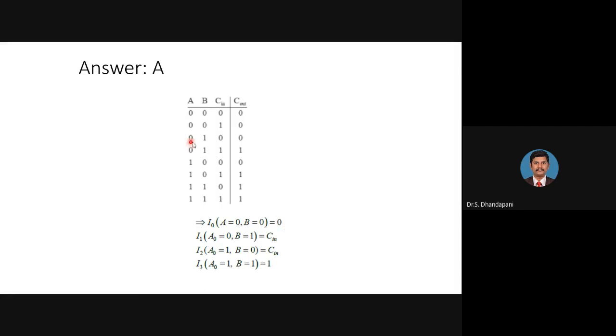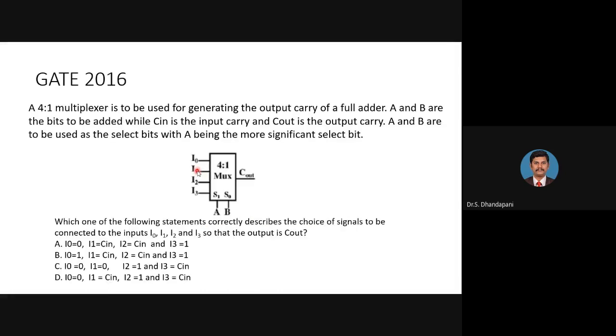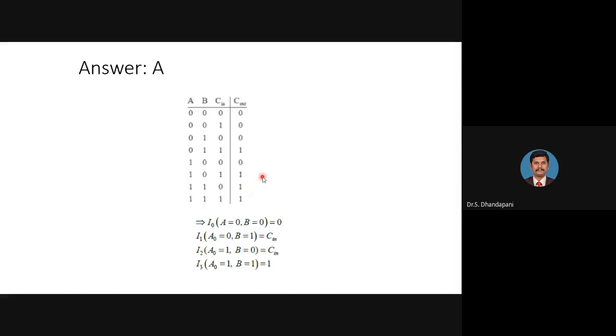Similarly, when AB equals 0, 1, the third and fourth rows, the output carry equals input carry. C in equal to 0 means C out 0. C in equal to 1 means C out 1. So I am finding that when A equal to 0 and B equal to 1, I1 should be connected to C in. If I1 is connected to C in, when S1 S0 equal to 0 1, the C in will be available in C out. From the table we are finding the answer: C in 0, C out 0. C in 1 means C out 1.